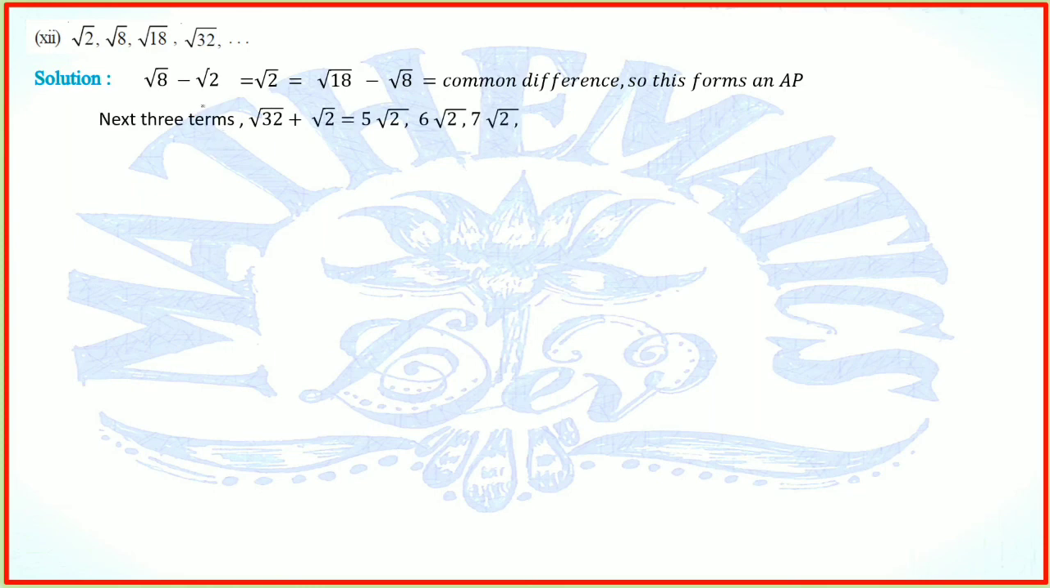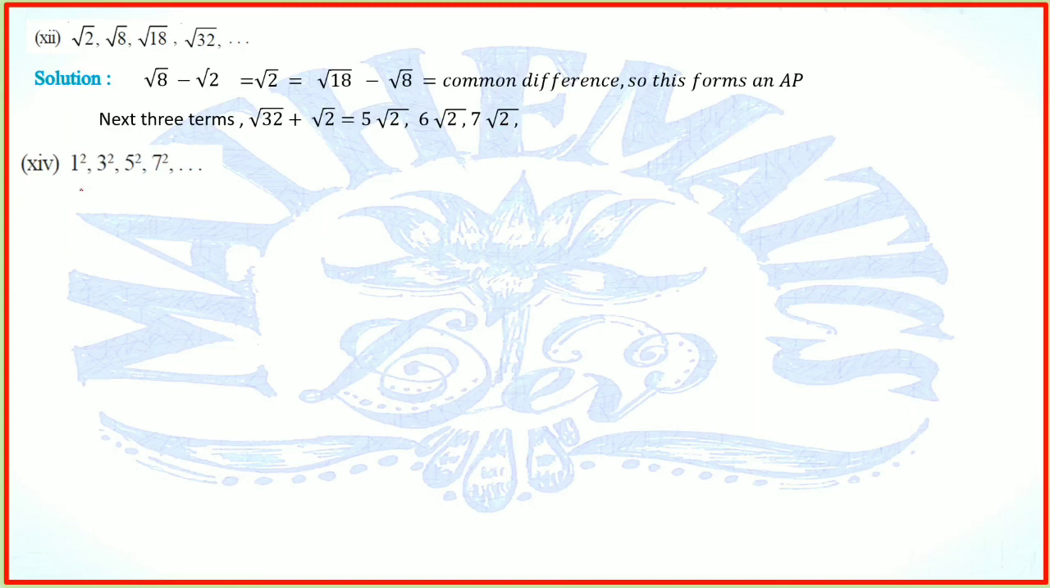So the next three terms will be, as you can see here, the last term is root 32. The last term plus common difference will be the next term. Root 32 means root 16 into 2, which is nothing but 4 root 2. So 4 root 2 plus root 2 is 5 root 2, 5 root 2 plus root 2 is 6 root 2, and then 7 root 2. So these are the next three terms: 5 root 2, 6 root 2 and 7 root 2.